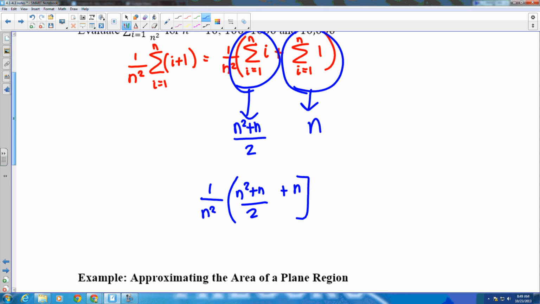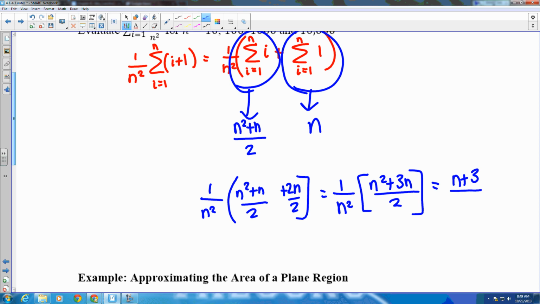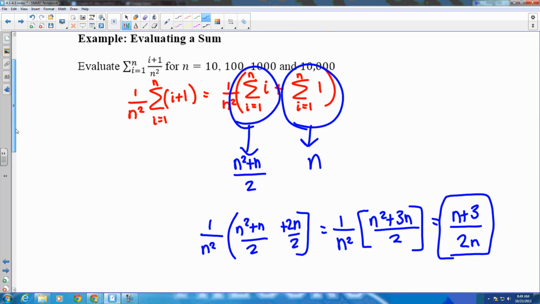We would want to get a common denominator, so this would be 2n over 2. 1 over n squared times n squared plus 3n all over 2, which is n plus 3 over 2n, and that would be our evaluating.